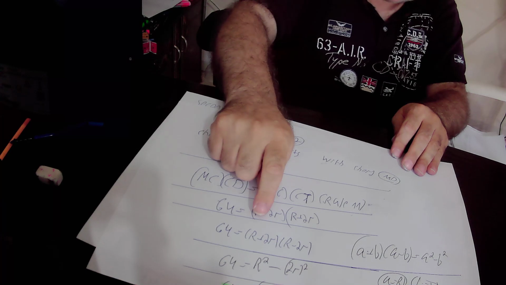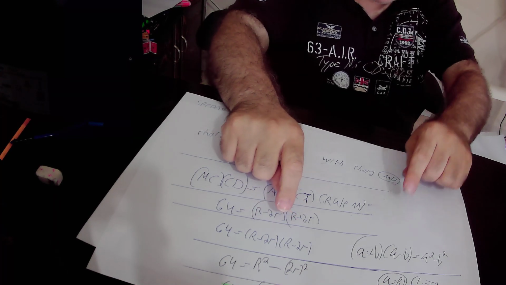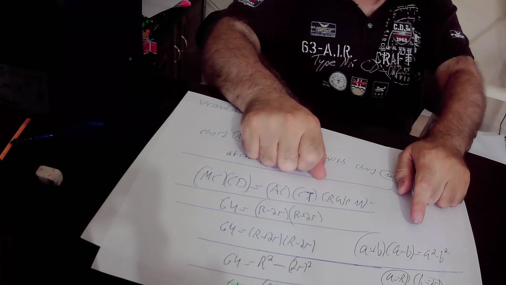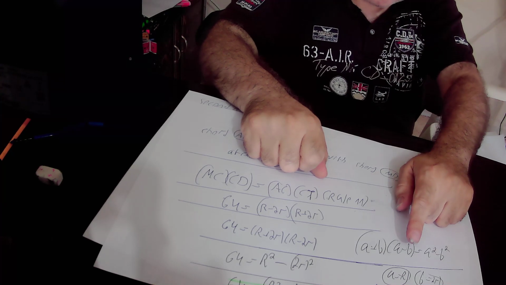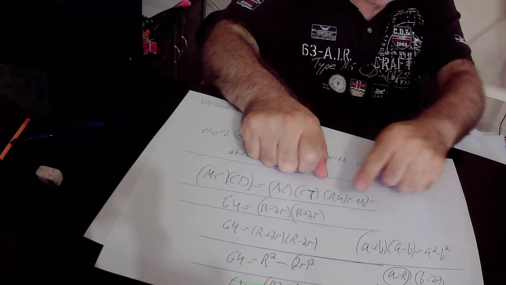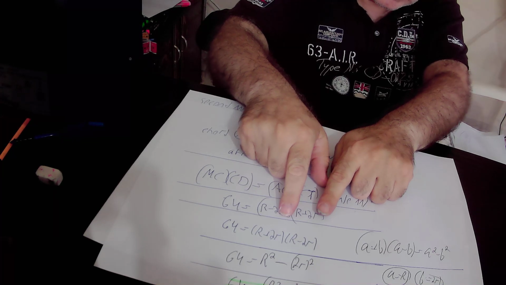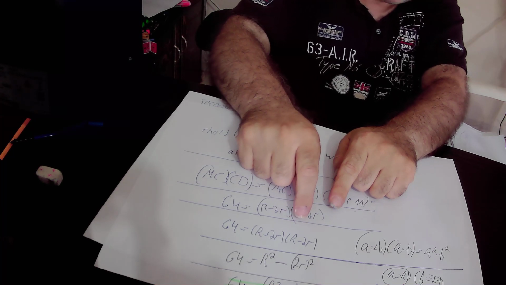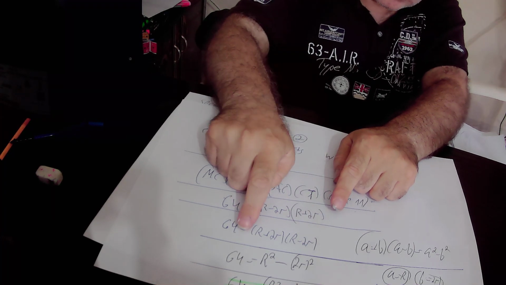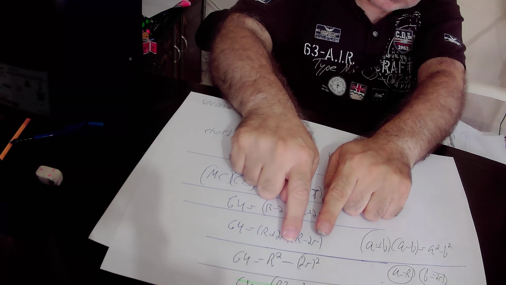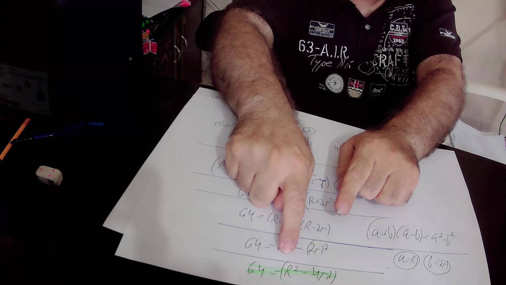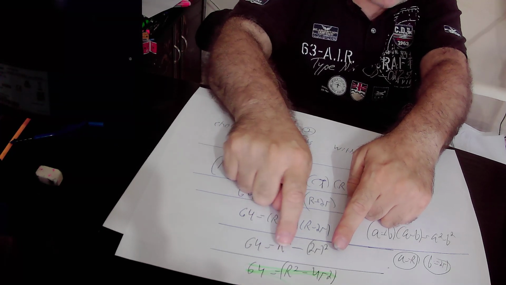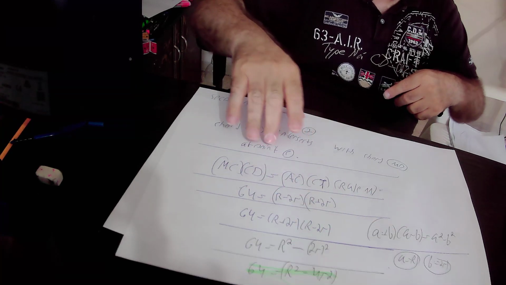This expression, capital R plus 2R times capital R minus 2R, according to the algebraic identity that A plus B times A minus B equals A squared minus B squared. In our expression, A equals capital R and B equals 2R. So A squared is capital R squared, minus B squared, which is minus 2R squared. So 64 equals capital R squared minus 2R squared, that is, capital R squared minus 4R squared.